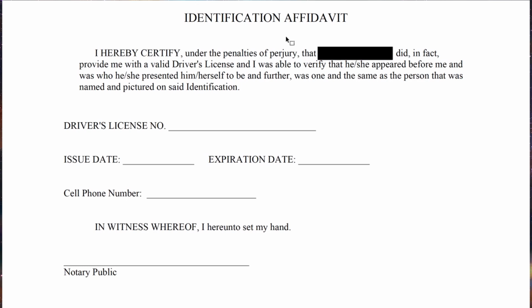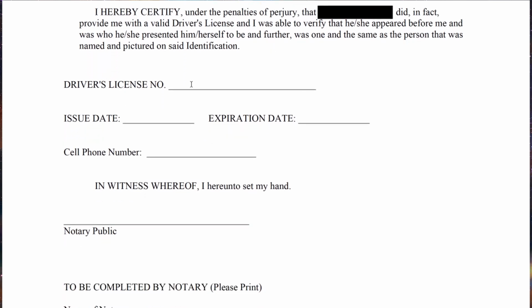So here you see it says the identification affidavit. You certify under penalties of perjury that this person, the person doing the close, the person that's signing, did in fact provide you with the ID, valid driver's license, passport, anything, whatever. So here, driver's license number, I would write it in. Let's say they gave me a passport. I would just cross this out, initial it, say passport number, and write the passport number in here.